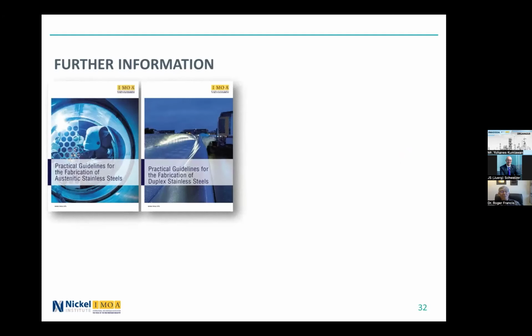Now, a few words about some further information. The International Molybdenum Association produces 2 booklets on practical guidelines for fabrication of stainless steels. This one here is for the practical guidelines of austenitic stainless steels, and this was updated fairly recently. The associated one for fabricating duplex stainless steels was issued in 2014. Now this document has been updated, and I'm hoping that the new edition will come out later this year.